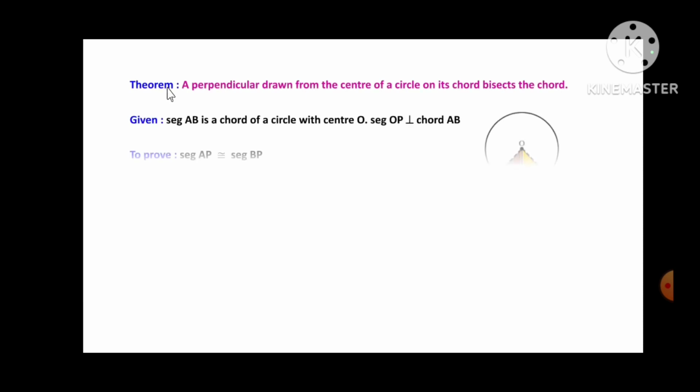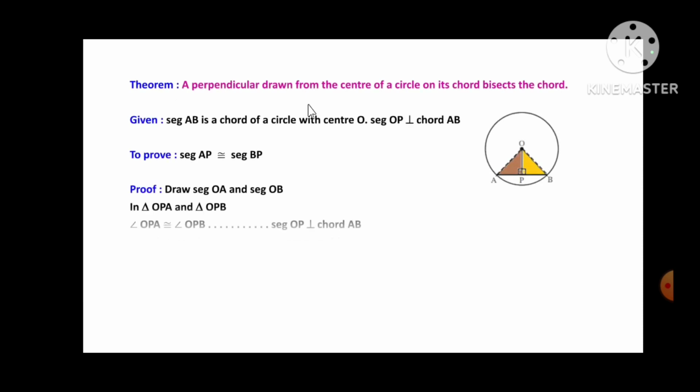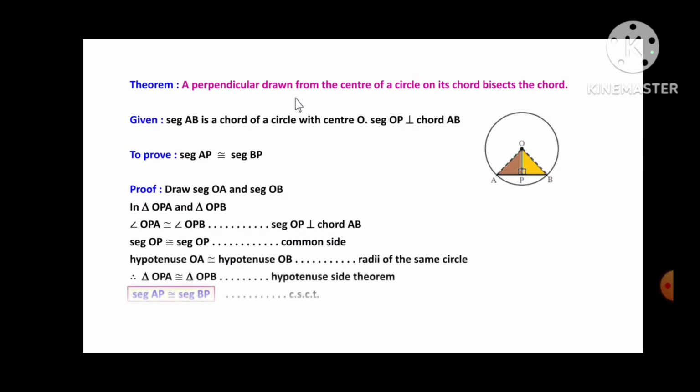Now let's see a theorem with very important properties regarding the chord. A perpendicular drawn from the center of a circle on its chord bisects the chord. O is the center of the circle, AB is the chord, and OP is the perpendicular to the chord. So what will happen? It divides the chord into two equal parts, that is AP and BP.